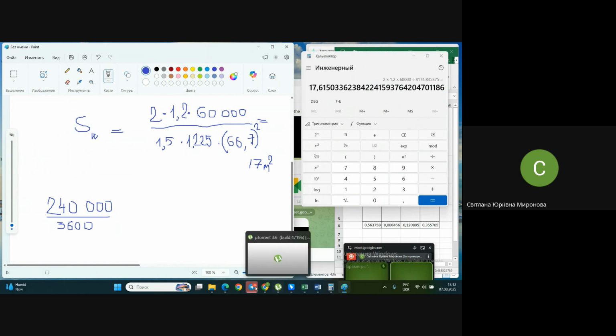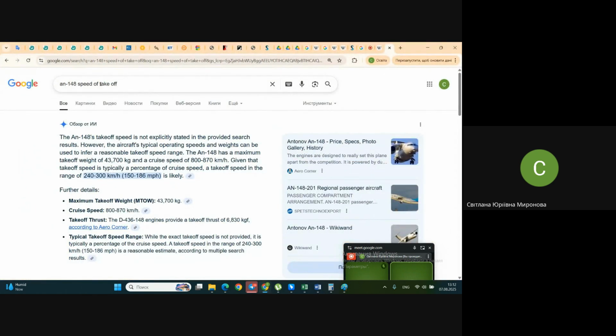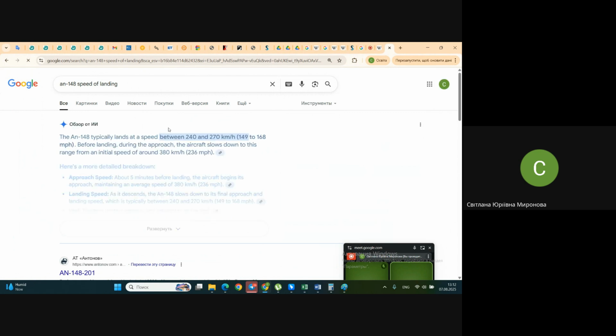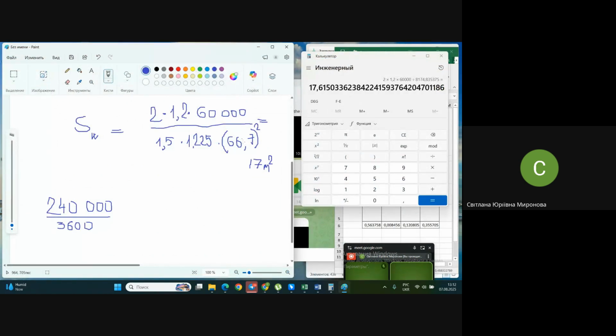Wait a second, once again. Do work, please. Speed of landing. No, it shows the same value. Fantastic. Okay, but once again, it's not a realistic value, so we may play with this, but I see no point to continue this game.